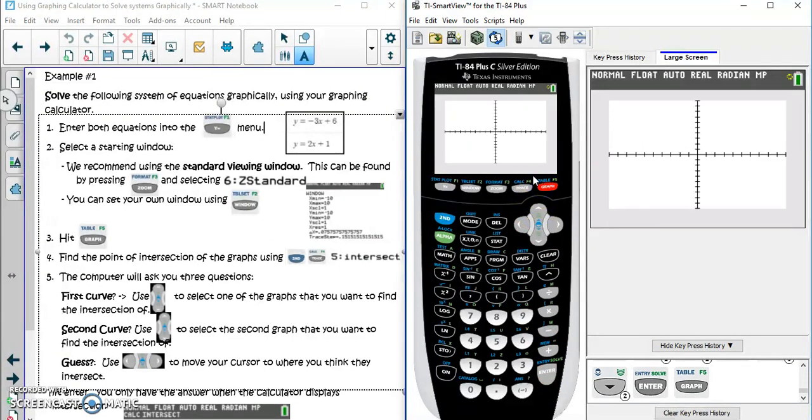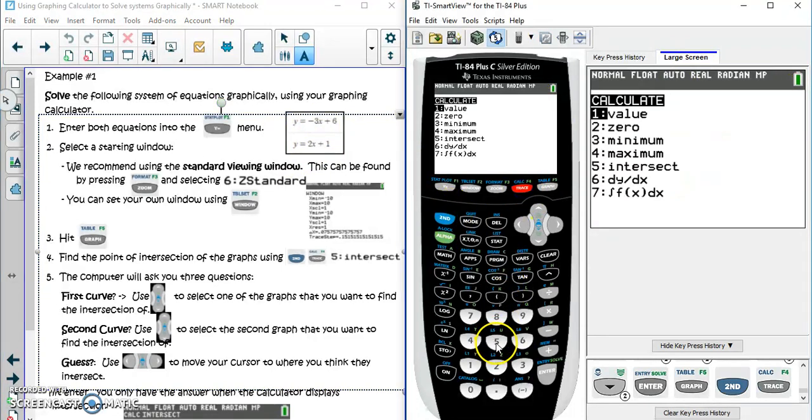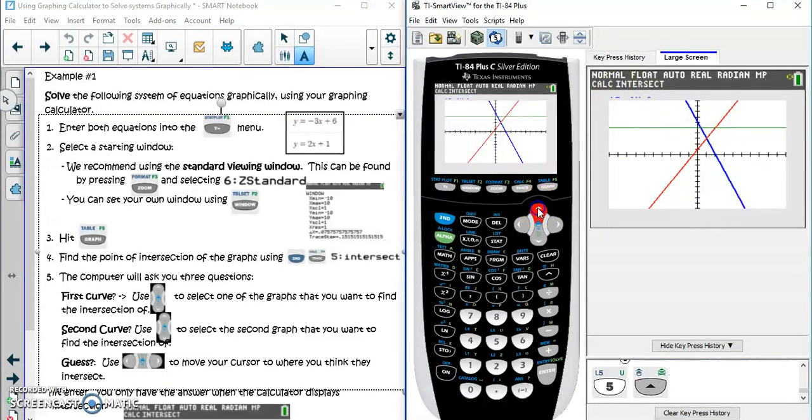So when there's more than one line on it, you need to tell the calculator which ones you're going to find the intersection of. So if I was trying to solve this system again, I want to use this line, negative 3x plus 6, and this line, 2x plus 1. So for my calculator, I would need just to tell it that. Those are the ones I want to use. So when I go to this second trace and choose the intersect, I get to choose which lines I want to use.